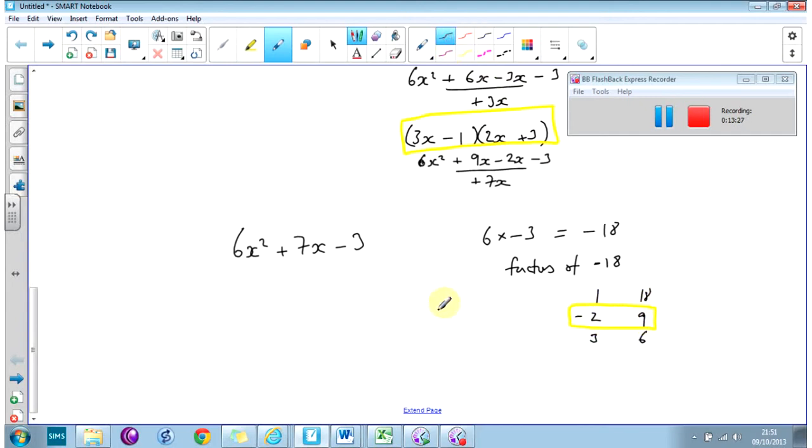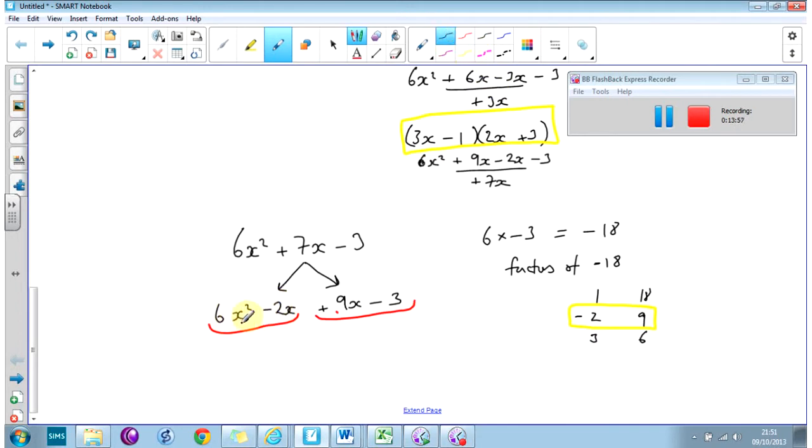Now, once I've got that pair, I can split the 7x into 2 terms. It doesn't matter which way around you do it. I'm going to have a minus 2x, positive 9x. So I've split the 7 into minus 2 plus 9. And then I put the other bits on. Now, I've got two halves to this. I've got this bit here, and I've got this bit here. I'm going to include the sign there. Now, I'm going to factorise it.